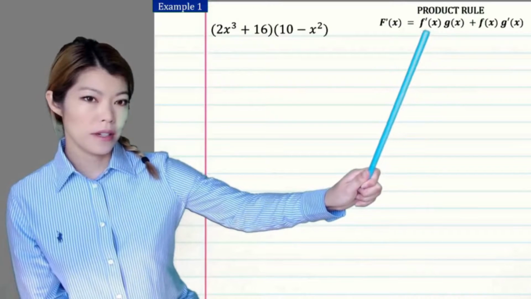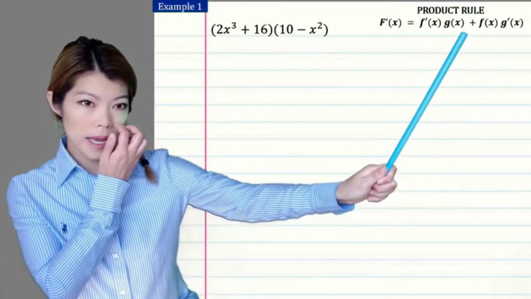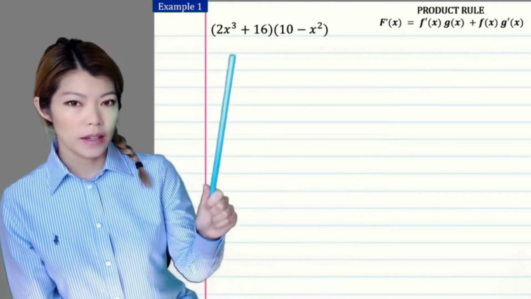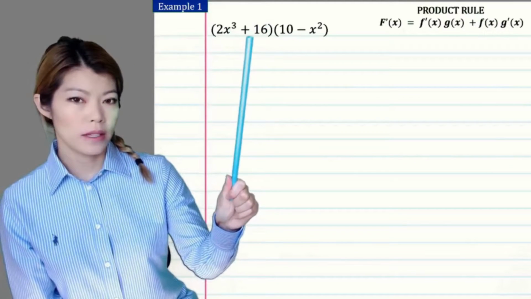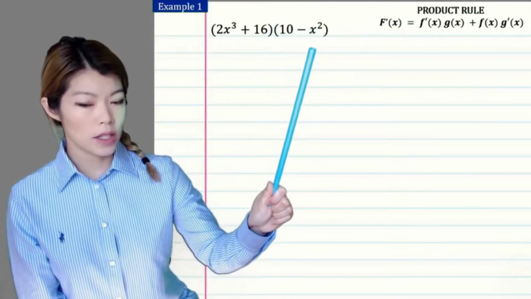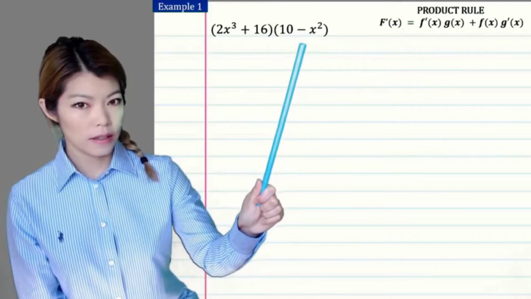So you have derived the first, left the second part, and left the first part and derived the second part. We're going to use this today. Now here's the first factor, 2x cubed plus 16, so that's going to be our f of x. And here's our second factor, 10 minus x squared. That's going to be our g of x.